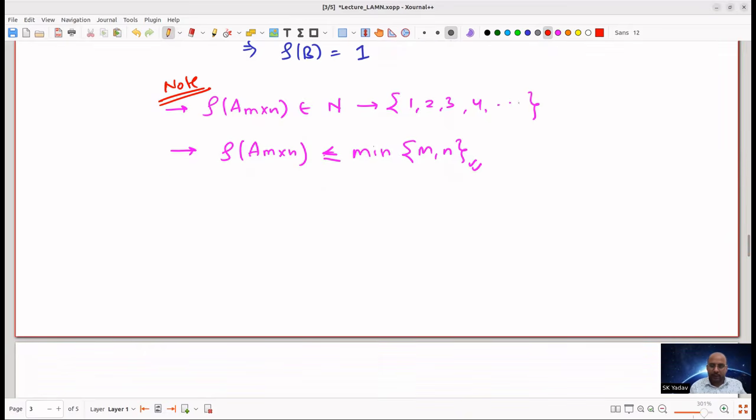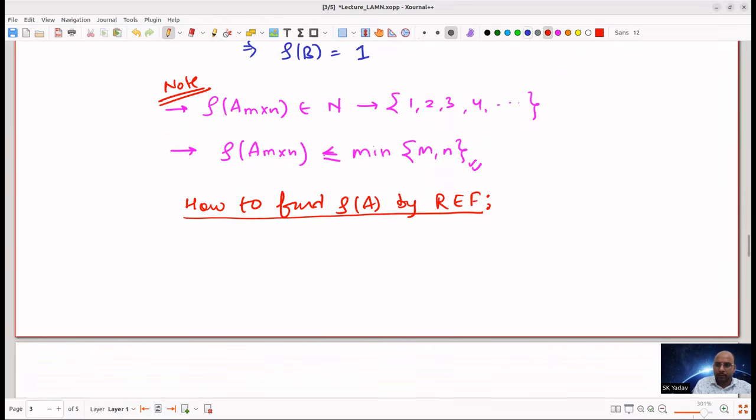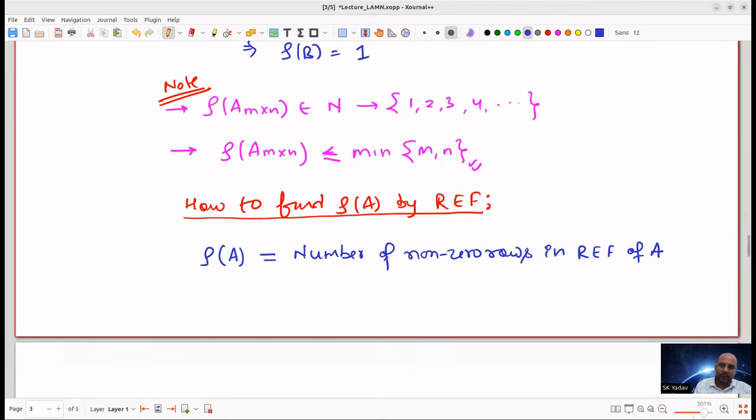So next I can explain how to find rank of matrix A by row echelon form, REF. We have already seen REF, row echelon form. First, let us write here the definition by REF. Rank of A is the number of non-zero rows in row echelon form of matrix A.